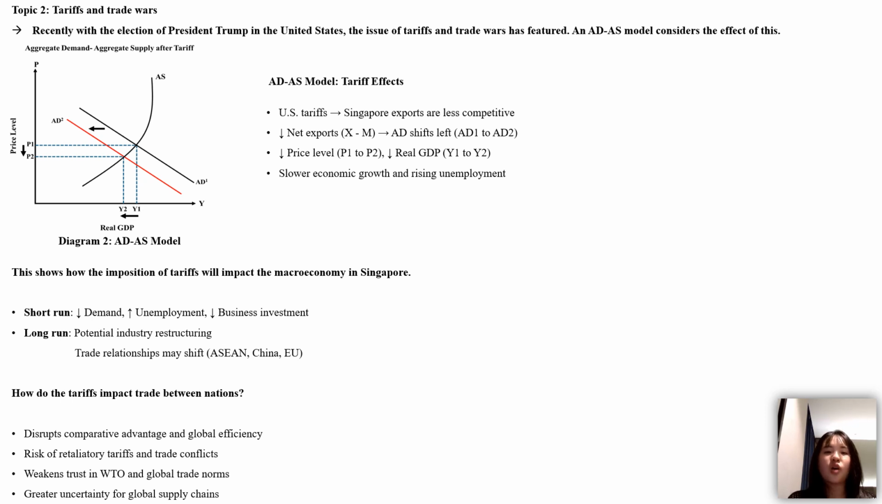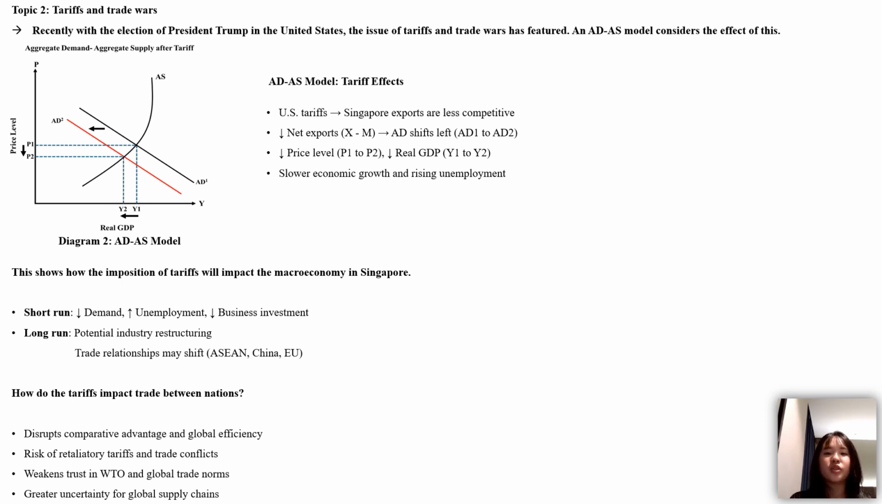These are classic signs of a short-run economic slowdown, often accompanied by higher unemployment. In the short run, reduced demand and weaker export revenues may also discourage investment in export-heavy sectors. Businesses may hold off on expansion, cut jobs, or redirect resources. As a response, Singapore may start to restructure its trade strategy, strengthening relationships with Asia, China, and the EU to reduce reliance on US markets.